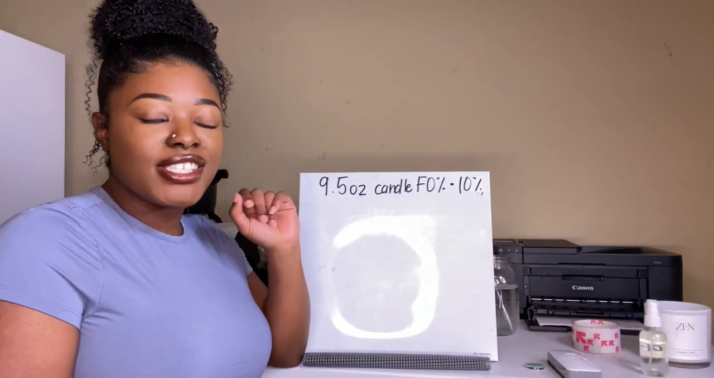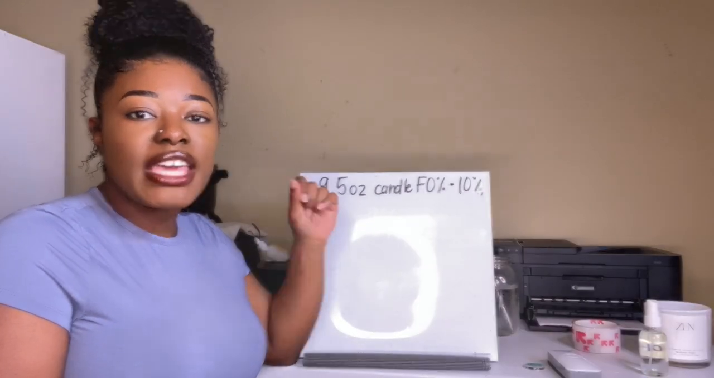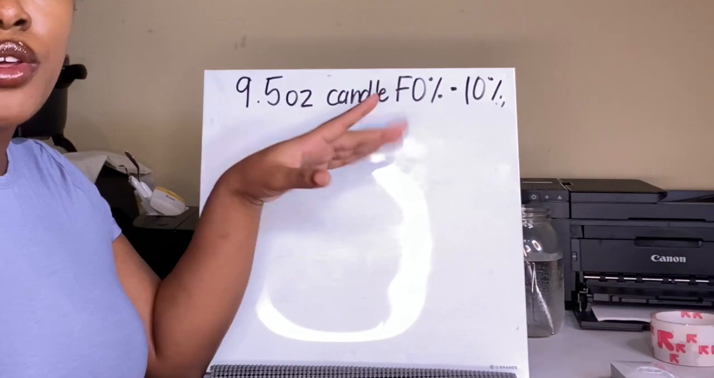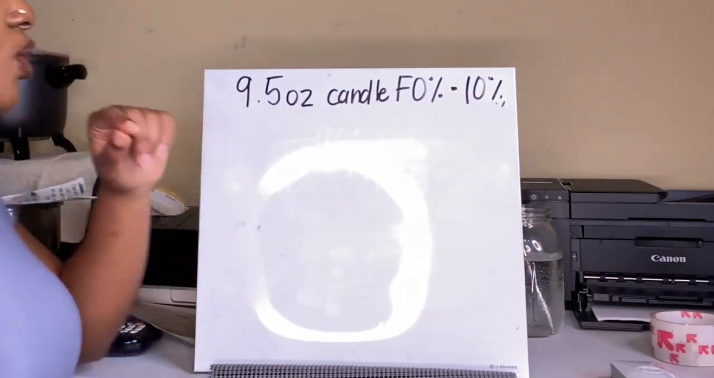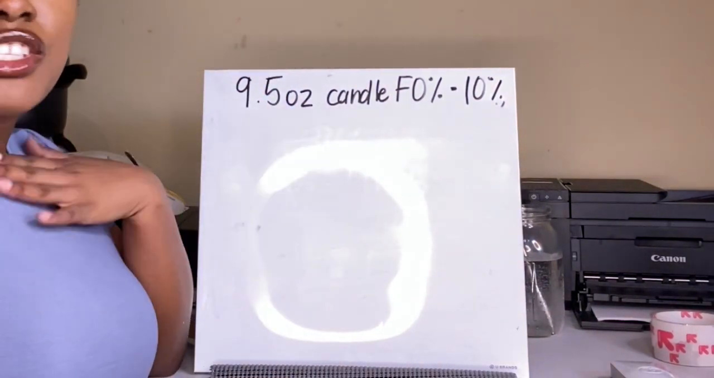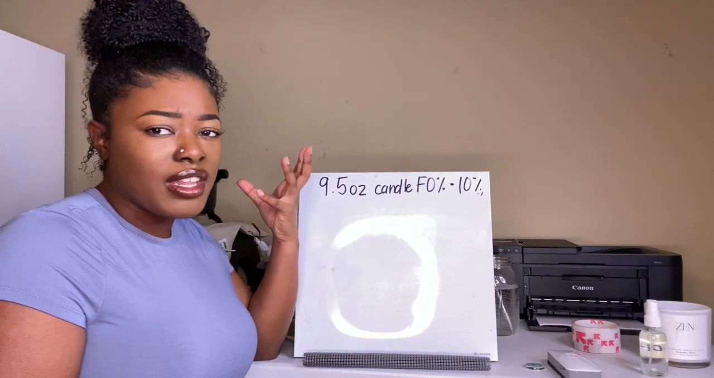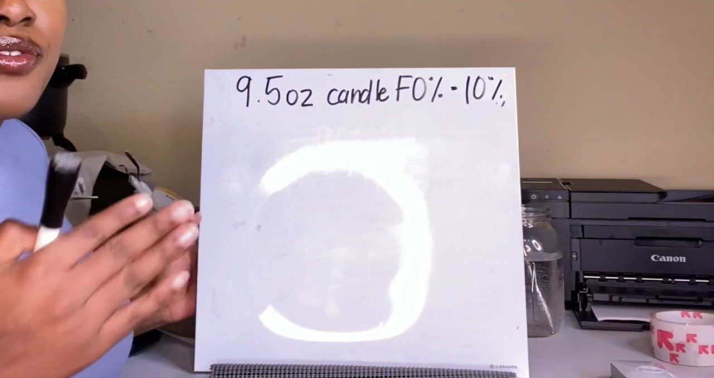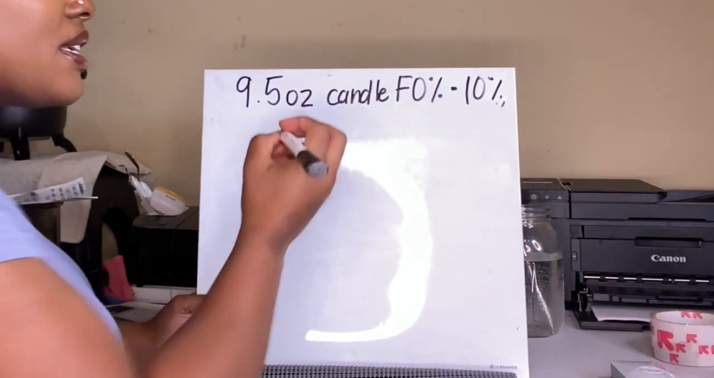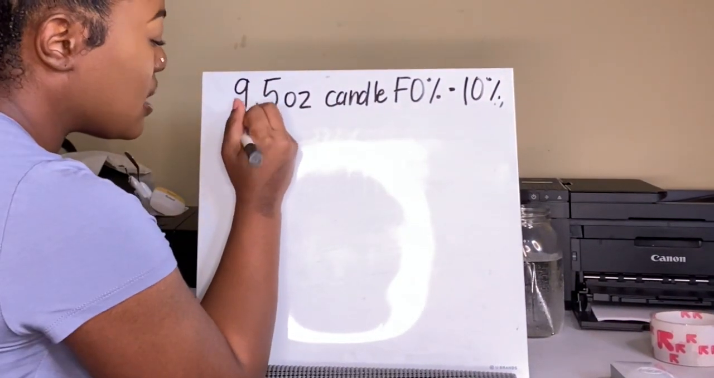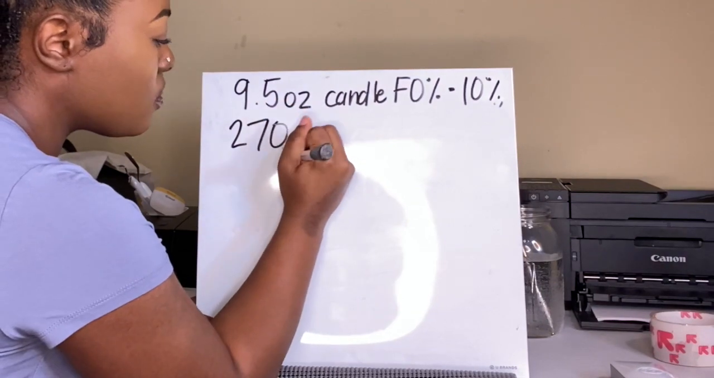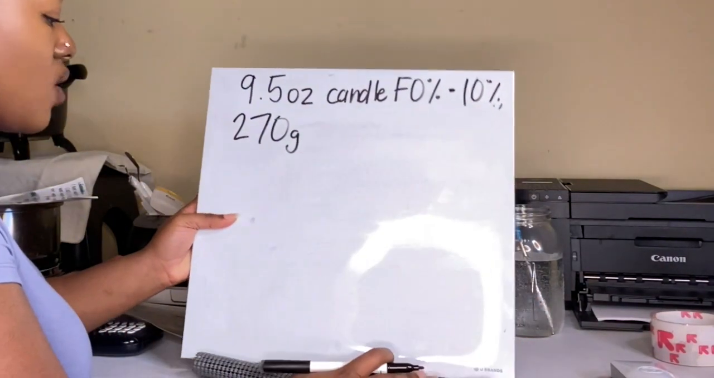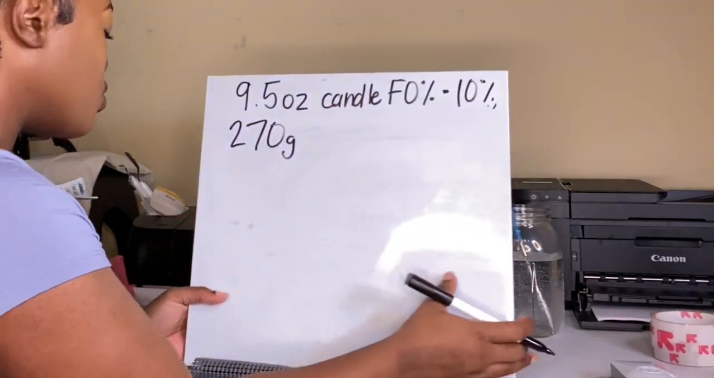Okay guys, we're going to start off with a 9.5 ounce candle, a 10% fragrance oil load. As I told you before, I like to convert everything over to grams so that I can have whole numbers. So I look in Google to find out what 9.5 ounces converted to grams is, and that gives me 270 grams.